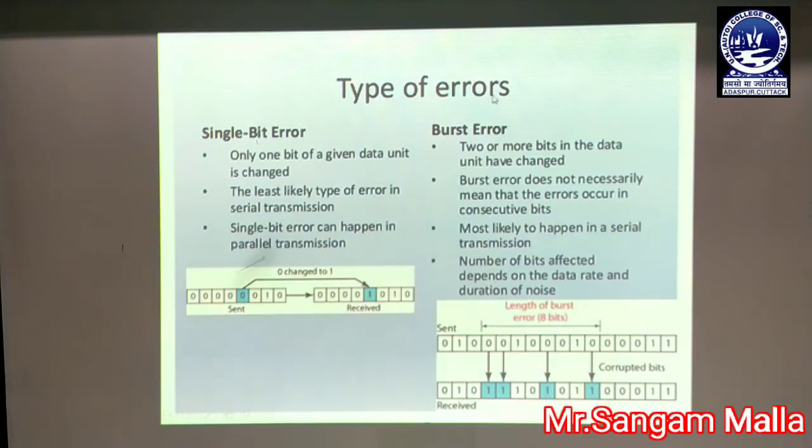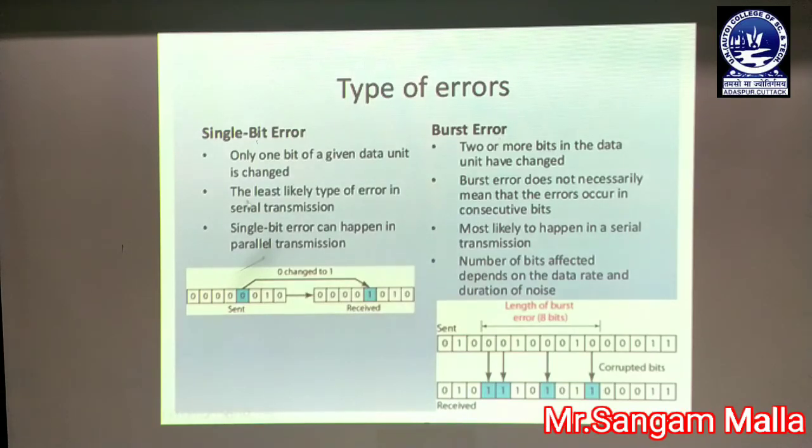Now you can see the image over here, that is type of error. Now we will be differentiating between single bit error and burst error. The first point is that under single bit error, only one bit of a given data unit is changed, but in case of burst error, 2 or more bits in the data unit have changed. So whenever we have an error in a single bit from the whole data sequence, we consider it as a single bit error, whereas whenever we have 2 or more bits of data error from the whole data sequence, we call it a burst error.